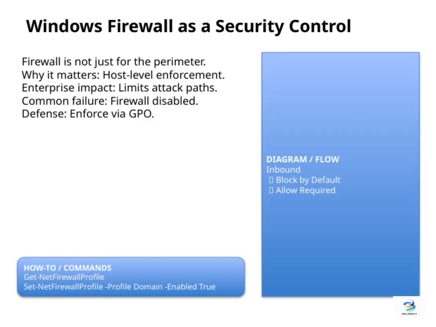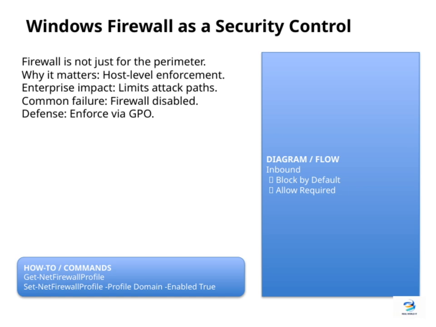Let's take a look at this diagram to understand how inbound traffic is managed by the Windows firewall. By default, inbound connections are blocked, which is a good security practice. However, certain required services need to be allowed through, so we set rules to permit those specific traffic flows. Now, to manage these settings, there are simple commands you can use. For example, you can run Get-NetFirewallProfile to see the current firewall profile settings, and Set-NetFirewallProfile to enable or disable specific profiles, like the domain profile, as shown here.